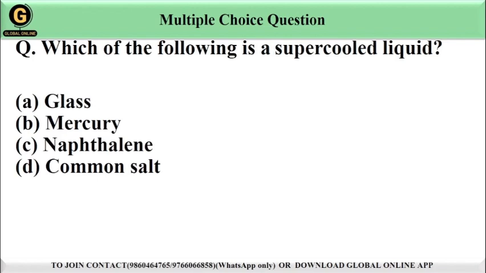Options are given. Option A, glass. Option B, mercury. Option C, naphthalene. Option D, common salt. So students, glass is often considered a supercooled liquid because of its amorphous structure. Unlike typical solids, glass does not have a well-defined melting point and behaves more like a rigid liquid over long periods. It lacks a crystalline structure which differentiates it from other solids. Mercury is a liquid metal, while naphthalene and common salt are solids with well-defined structure.